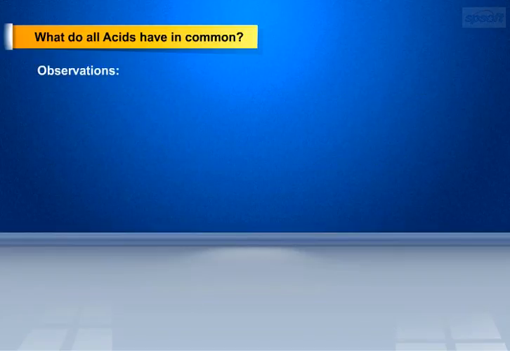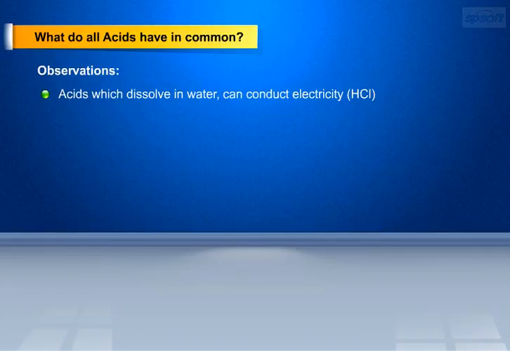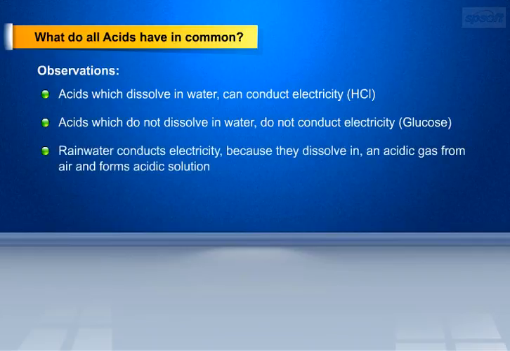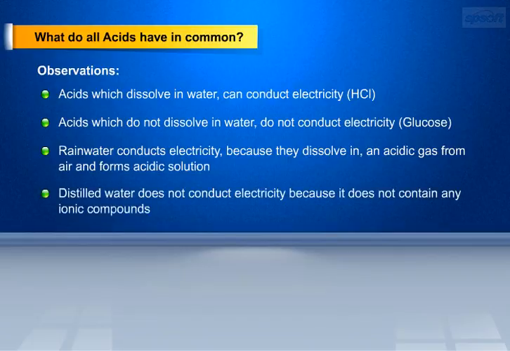We observe that acids which dissolve in water can conduct electricity, for example HCl. Compounds which do not dissolve in water to give ions do not conduct electricity, for example glucose. Rainwater conducts electricity because it dissolves an acidic gas from the air and forms an acidic solution. Distilled water does not conduct electricity because it does not contain any ionic compounds.